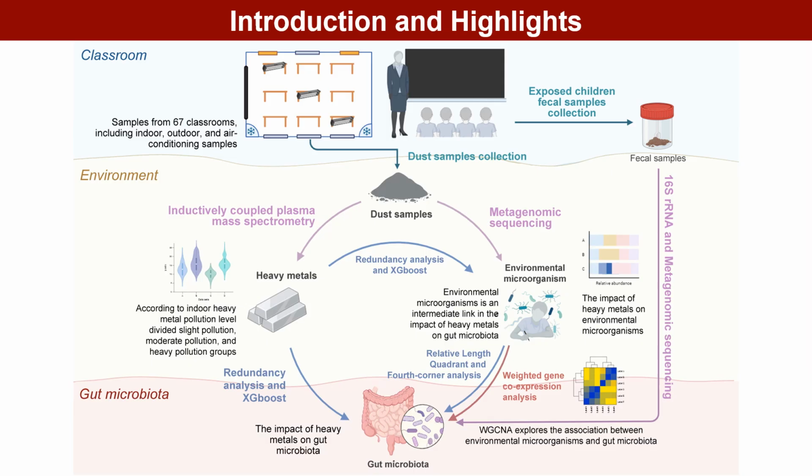Heavy metals are toxic and harmful pollutants that can affect the school environment and the exposed children's health. This study collected dust samples and children's fecal specimens, and performed gene sequencing. We used extreme gradient boosting to determine the impact of heavy metals on environmental microorganisms and gut microbiota, and RLQ (relative length of the quadrant) and fourth corner analysis to explore the relationship among the three components.